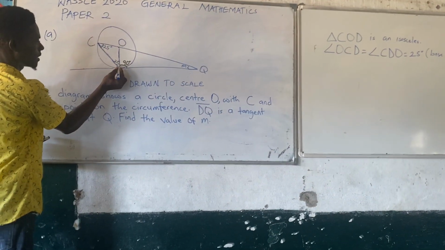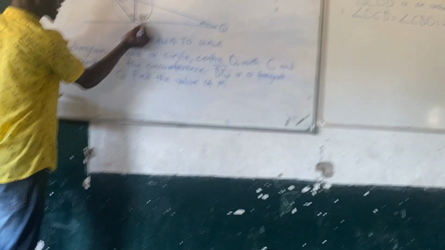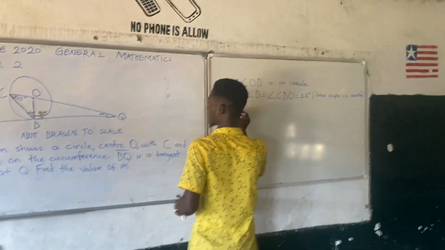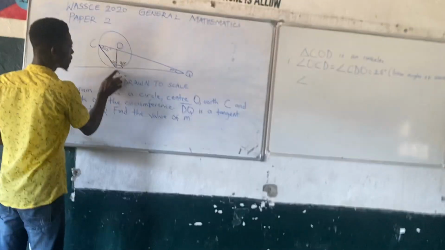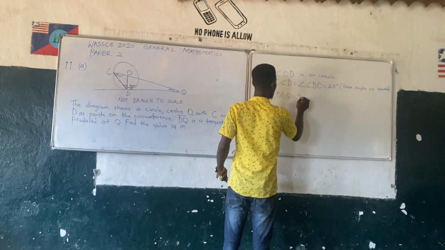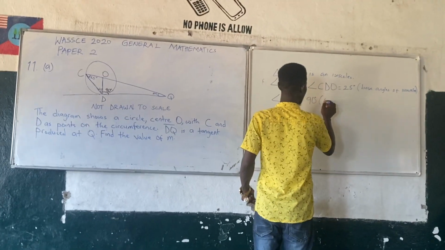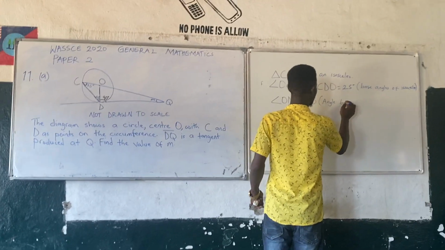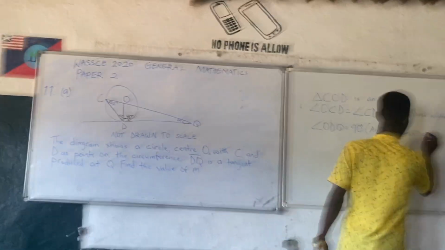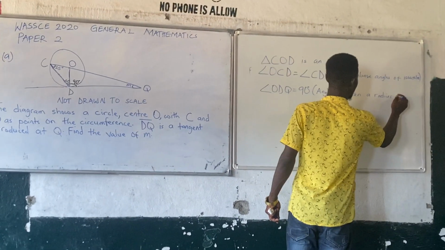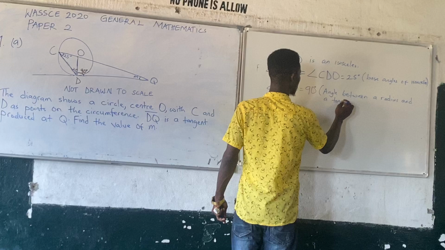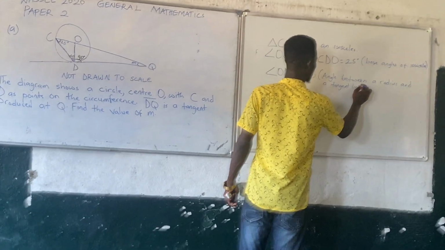And then we also came here and said the angle between a radius and a tangent line produces 90 degrees. So we say the angle ODQ. So we say angle ODQ equal to 90 degrees. So we say angle between a radius and a tangent line.